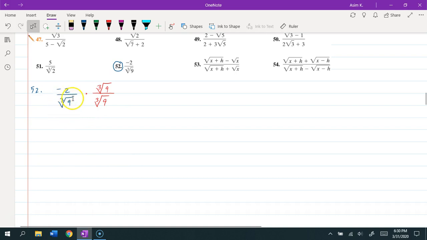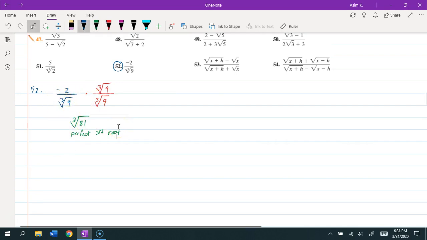If you were to take the third root of 9 and multiply it by the third root of 9, what would you actually get? You would actually get the third root of 81. That's not a perfect third root. And because it's not a perfect third root, guess what? You haven't fulfilled the objective. Your objective was to get rid of the roots from the denominator. That hasn't been done yet.